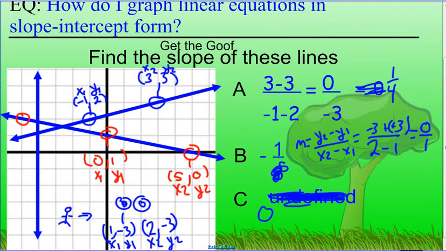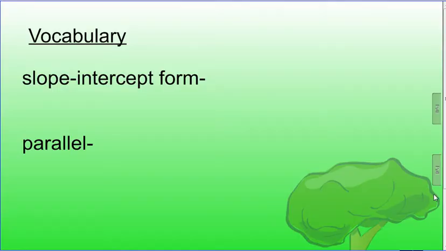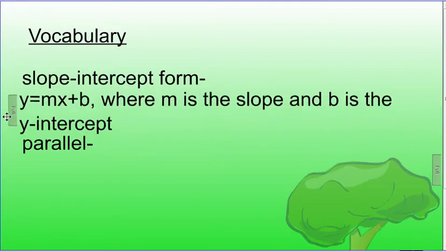Okay? So we have a couple vocabulary words here. First of them is slope-intercept form. That's what this lesson's all about. Slope-intercept form looks like that: y equals mx plus b, where m is the slope and b is the y-intercept.